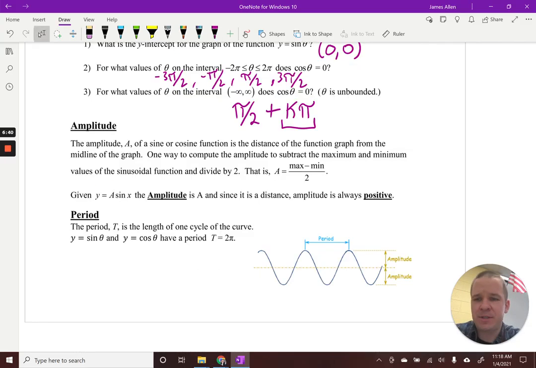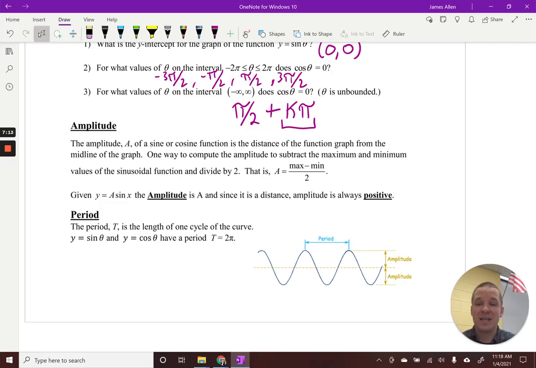All right. Onto our amplitude here. So the amplitude, A, of a sine or cosine function is our distance from that midline of the graph. Right now we're dealing with our x-axis, how far away it is from the x-axis. But when we start dealing with shifts up and down, our vertical shifts, then we're going to have to focus on that midline. So I think it's best just to think midline for now, okay? So one way to do that would be to take your max minus your min, divide that by 2. That's your amplitude. Oftentimes we can also just kind of see it based on the graph.